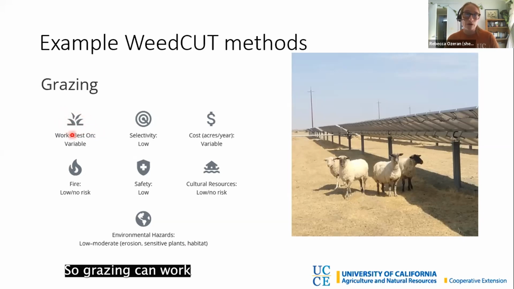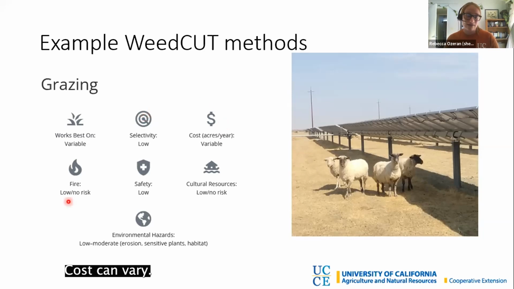So grazing can work well on a variety of different plants, depending on the species of animal that you're using. So as I mentioned earlier, goats will graze yellow star thistle, but horses cannot graze yellow star thistle. So that's just one example of many different things that might change how effective grazing can be as a tool. Grazing has relatively low selectivity. An animal will eat pretty much anything that's around it that it wants to eat. And so to make it eat something that you want it to eat, you generally have to have higher densities of animals and maybe a shorter period of time.